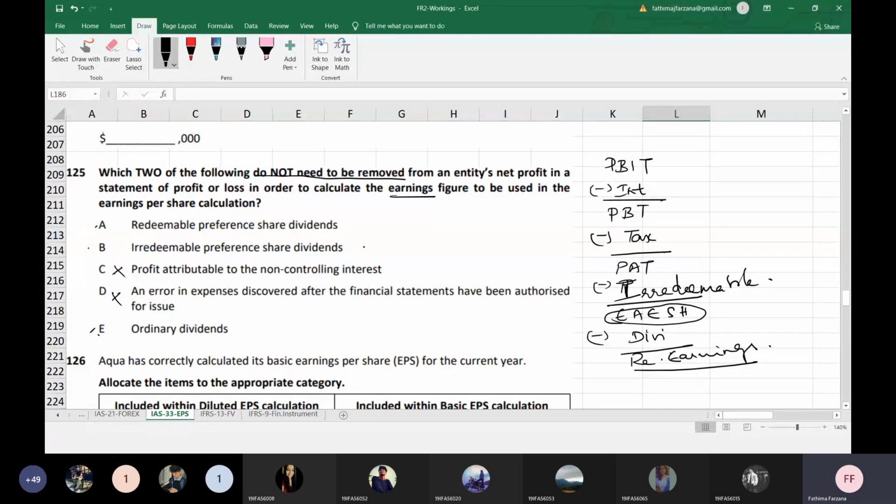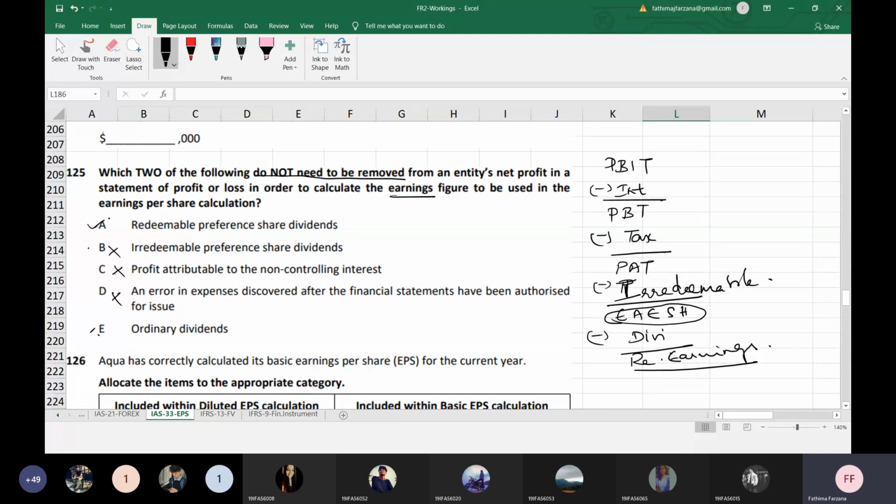My question is still more. I have to frame it, I guess. So this irredeemable preference shares dividend, where will it come in this flow? Before earnings available to equity shareholders or after? After the tax and before earnings available to equity shareholders, right? Yes, ma'am. So this has to be removed. Am I right? Yes, ma'am. So this also has to be removed. The redeemable preference shares dividends and ordinary dividends need not be removed. That has to be given from earnings available to equity shareholders.